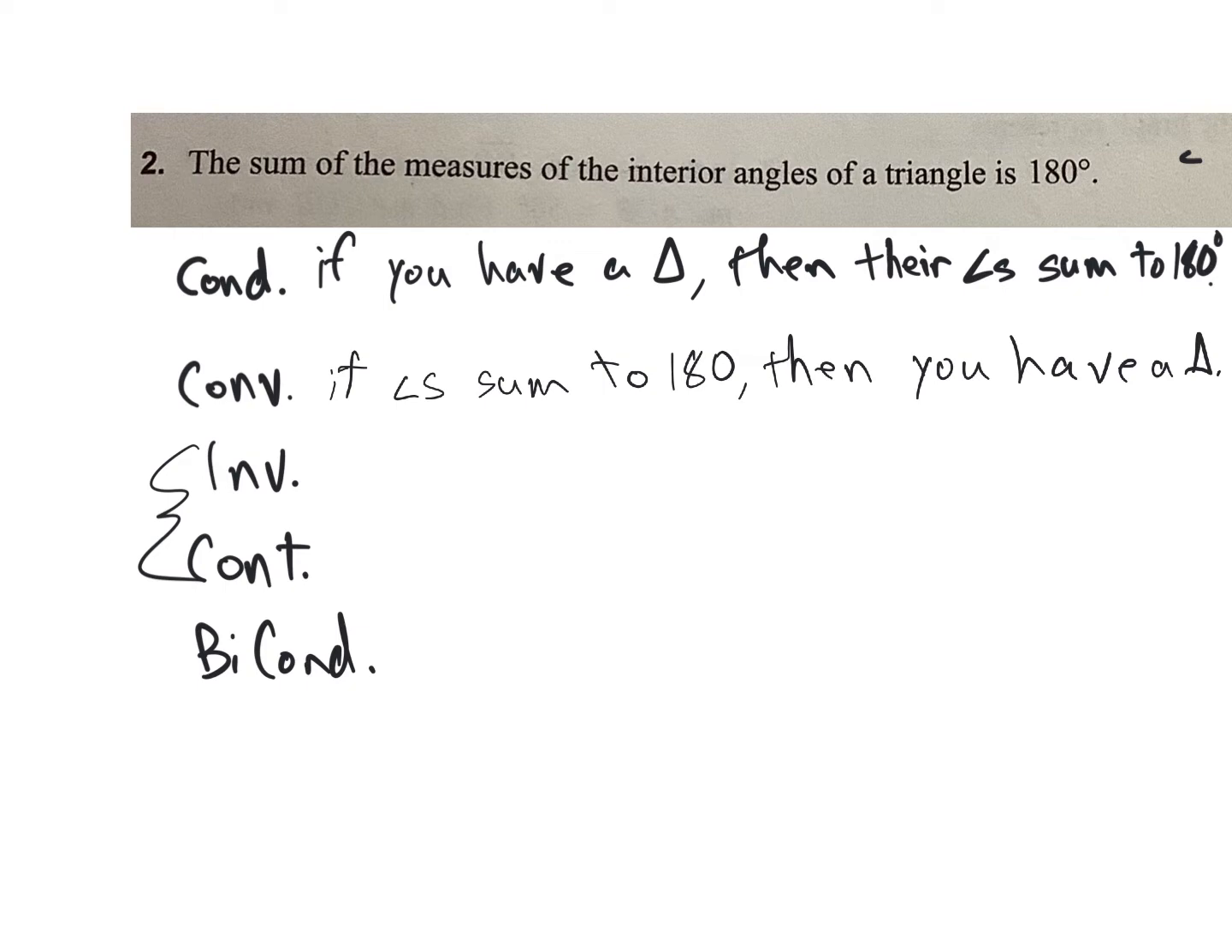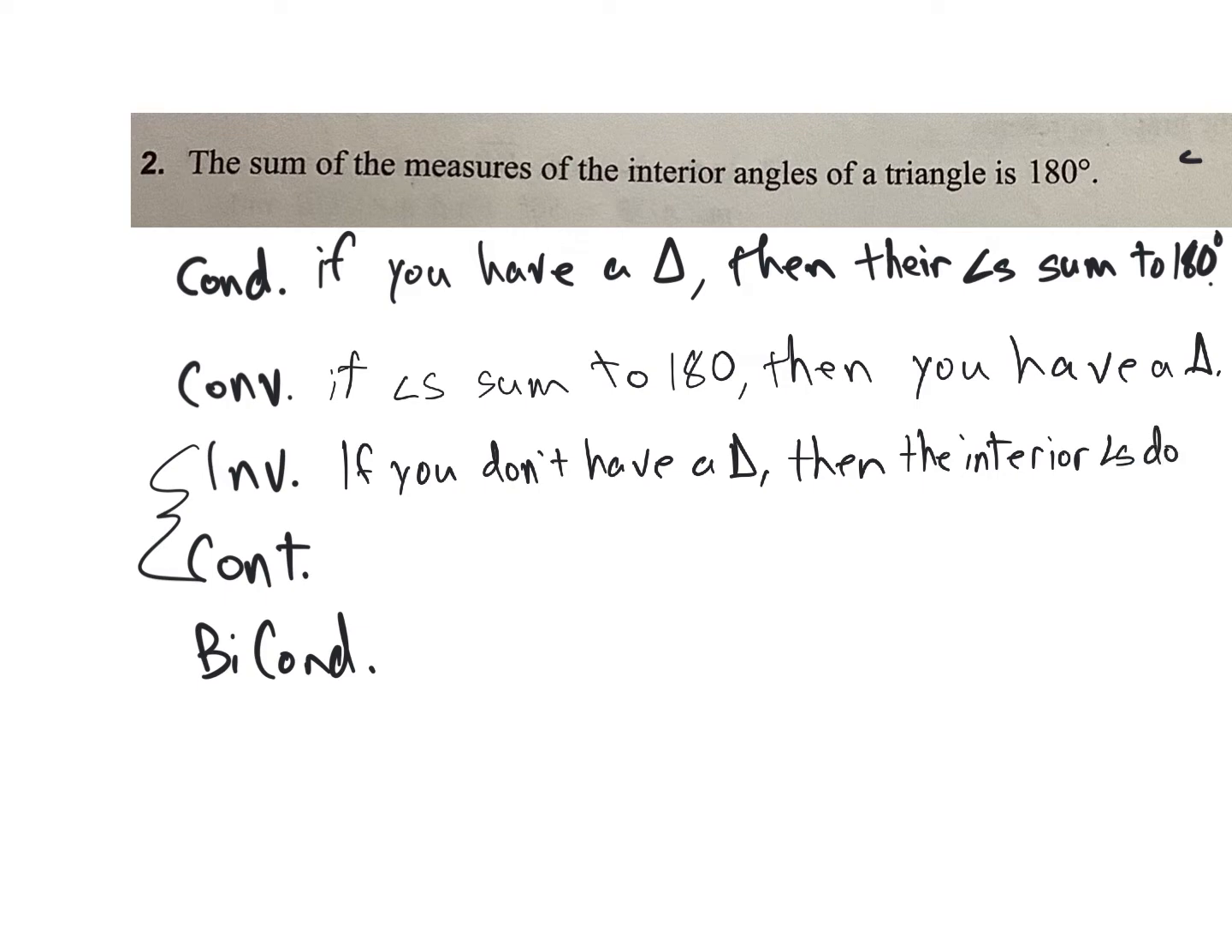All right, so the first one is, if you don't have a triangle, then the interior angles don't sum to 180. Okay? Then you say if angles don't sum to 180, then you don't have a triangle.